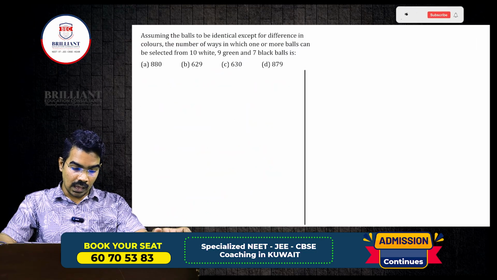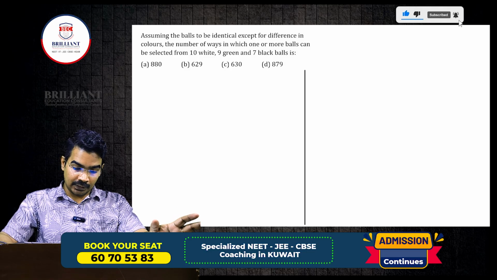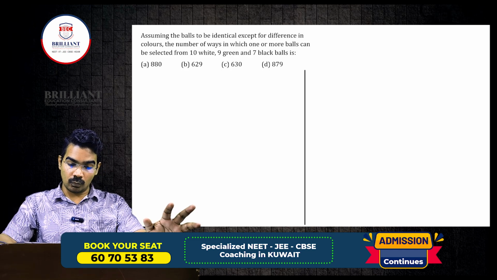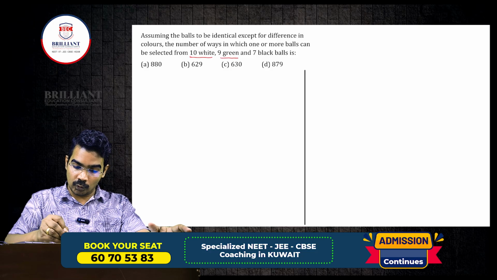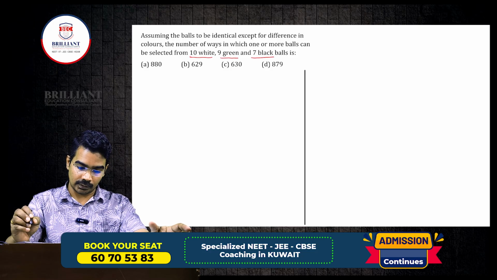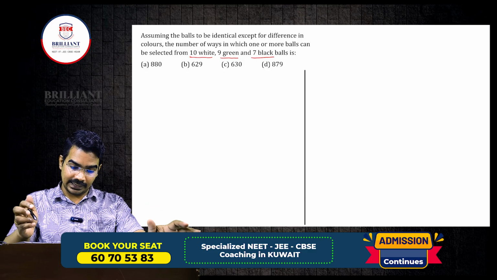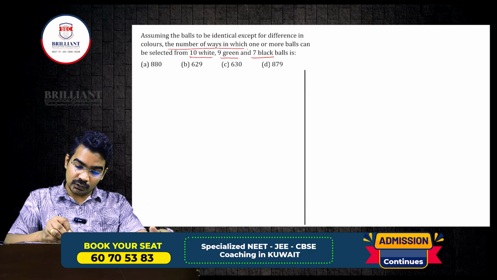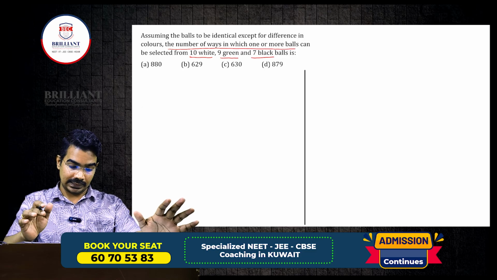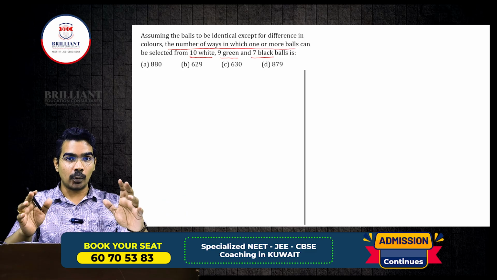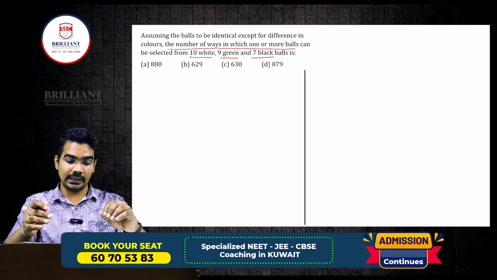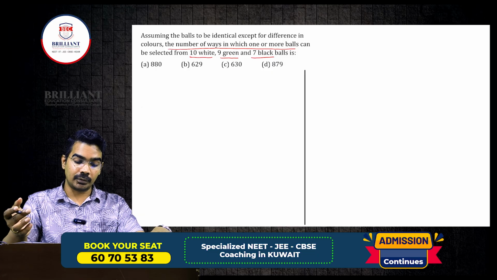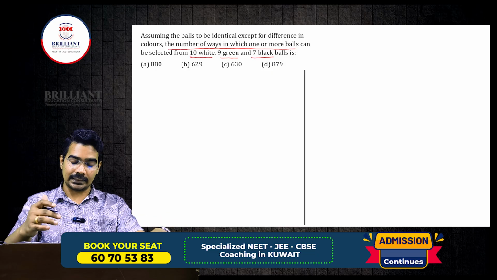The next question is, assuming the balls to be identical except for difference in color, the number of ways in which one or more balls can be selected from 10 white balls, 9 green balls and 7 black balls. So here they have said the number of ways in which one or more balls can be selected. So all the possibilities except nothing. Okay, there is a possibility that nothing can be selected from the bunch. So except nothing, all possibilities they are asking.